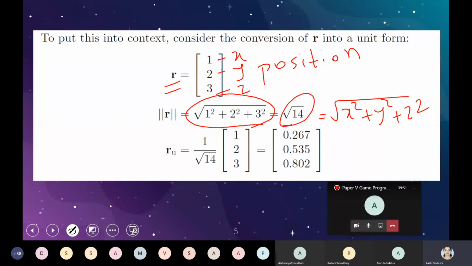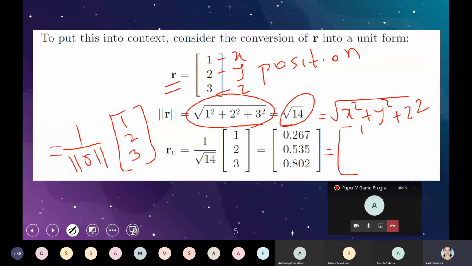Right now we are not directly calculating the value of under root 14. Then how are we going to do it? The formula says 1 divided by mod of r, which is the magnitude of r, multiplied with its x, y and z values. So here it is 1 by under root of 14.